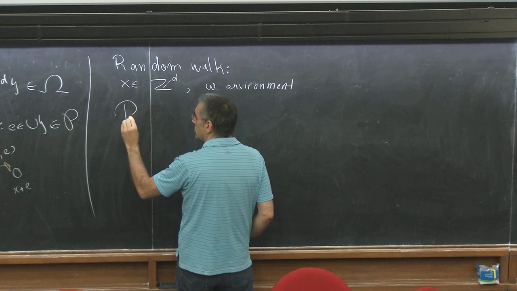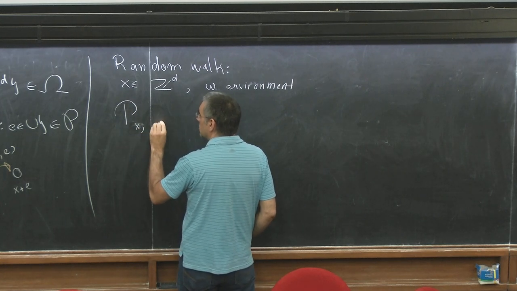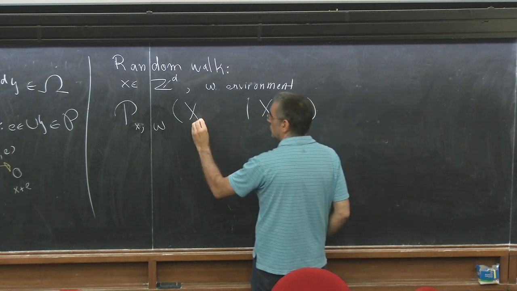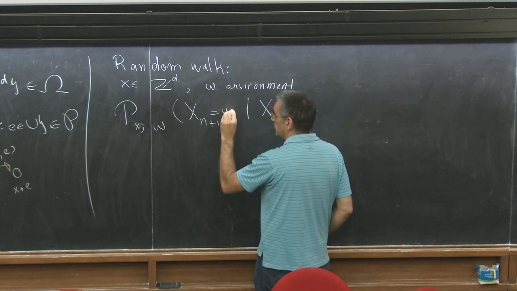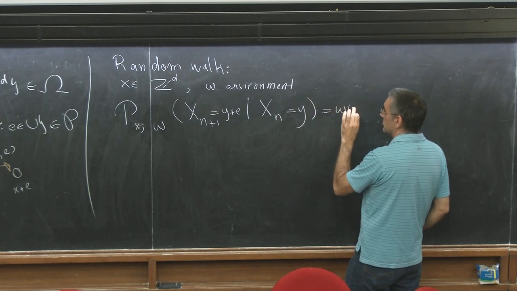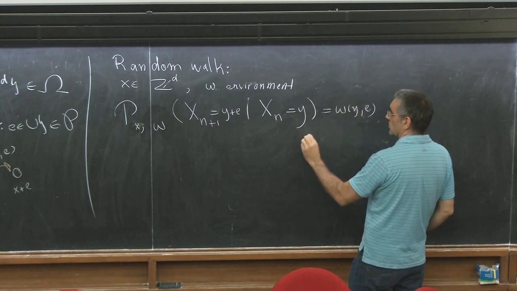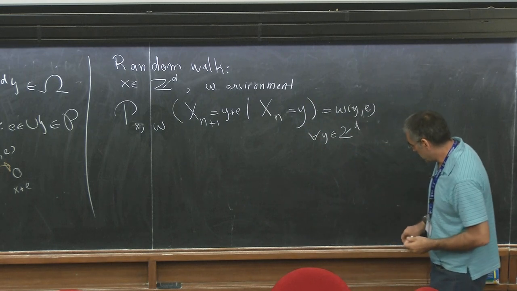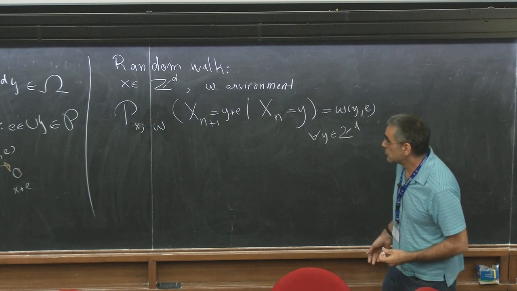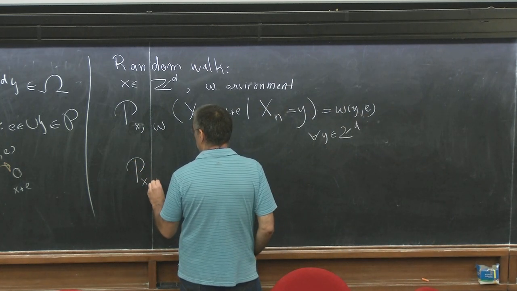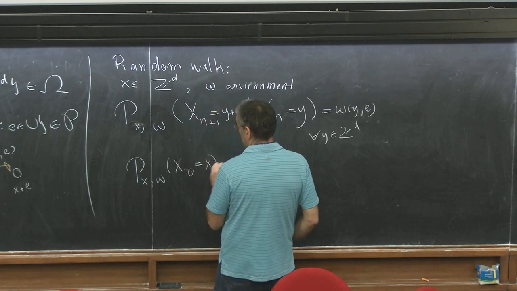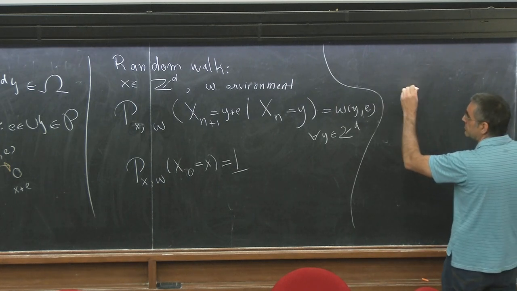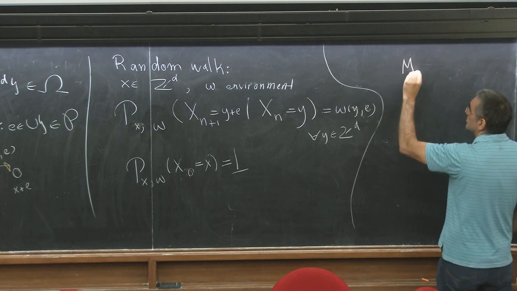And the random walk will have a certain probability of jumping from a site y, at time n, to a site y plus e, which is just given by the environment. So this is for all points on the lattice. As you can see, the process I'm looking at in this talk will be discrete time. It's not crucial, and the process is starting always from site x in this case. So this is a Markovian process, if you fix the environment at least.